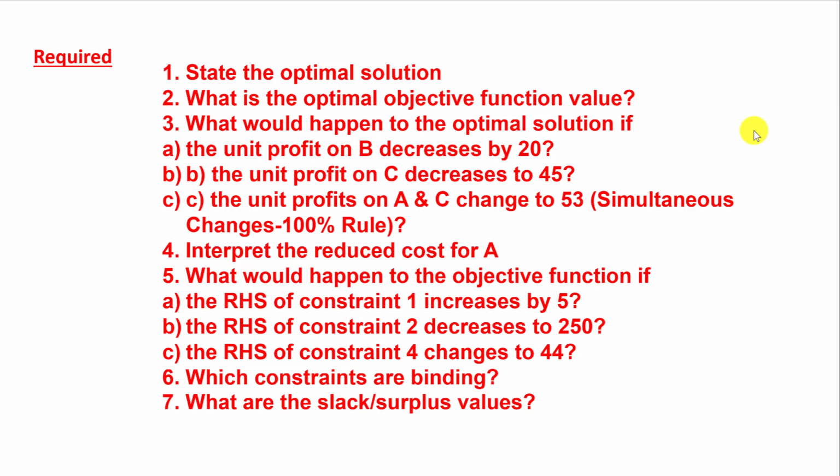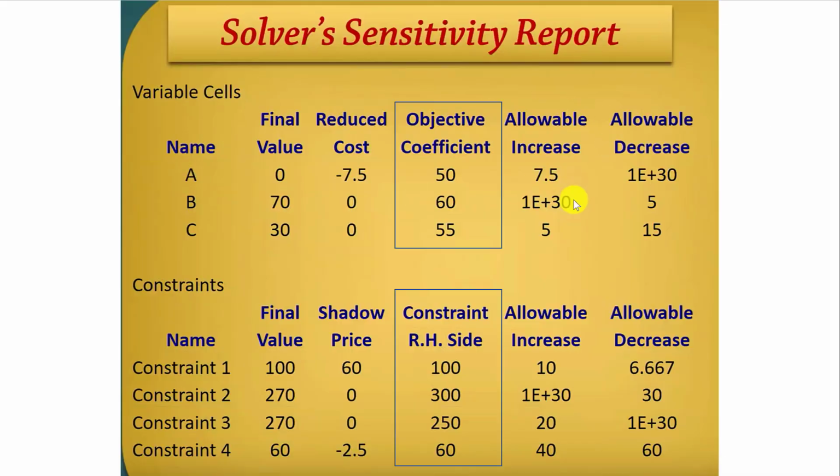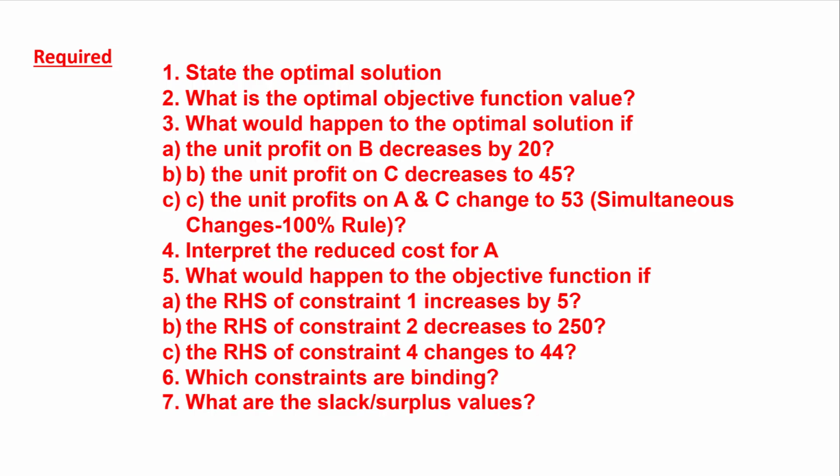What is required? The requirements depend on the solution or the Solver sensitivity report. We can see 7 requirements that should be solved from the previous table. The first thing states the optimal solution. State the optimal solution from the table. So, how to solve it?